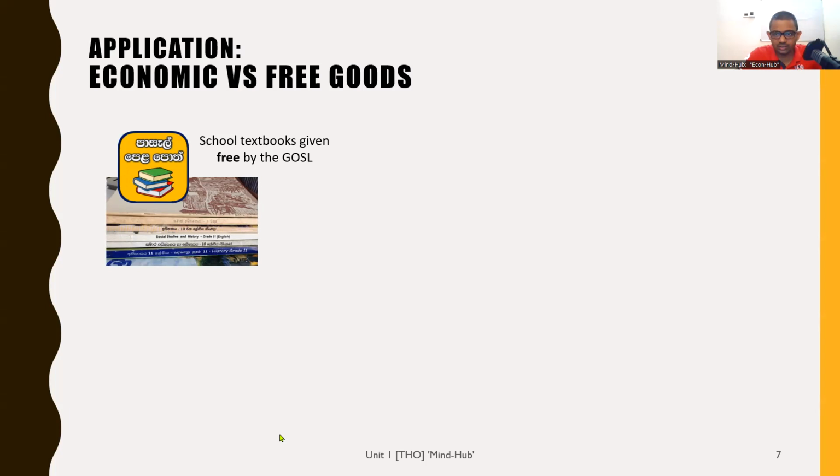The textbooks you guys got when you were schooling up to O levels were given free by the government. Economic or non-economic? Remember the definitions. We have learned the concept. There's nothing called a free lunch. Just because you get something free, is it truly free? We don't just look for the price before we make the decision. In economics, free doesn't mean just because you get something free of charge, free of a price. That is not the meaning for the word free in economics. We know that, right? We are very clear on that.